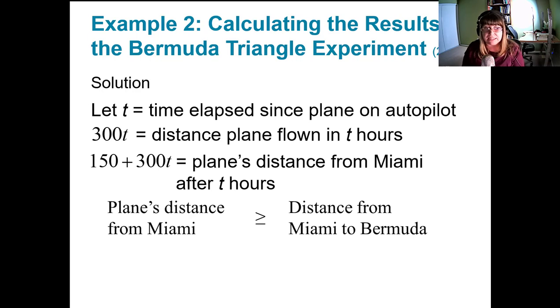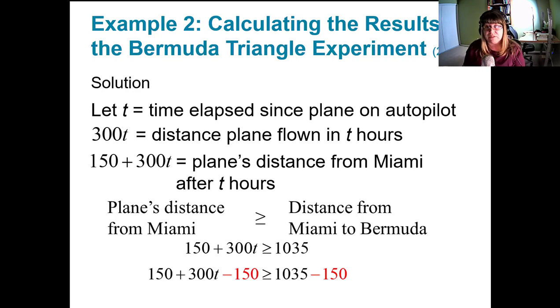Now we know the plane's distance from Miami is greater than or equal to the distance from Miami to Bermuda. If it's greater than that distance, they are in trouble. They have passed up Bermuda. So if the plane's ultimate distance, its final distance, is greater than or equal to the distance from Miami to Bermuda, we know the plane could be in trouble. So the plane's distance from Miami is going to be 150 plus 300t. The distance from Miami to Bermuda is the total distance of 1,035 miles. We have our inequality that we can solve.